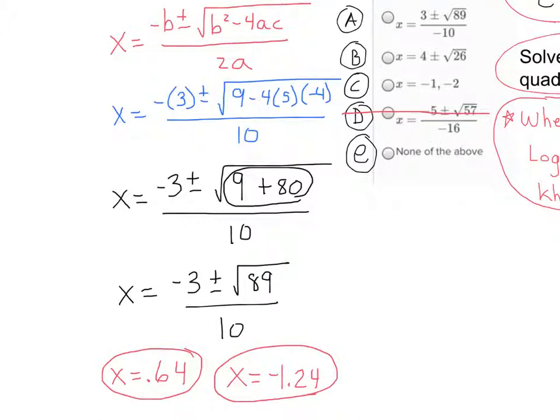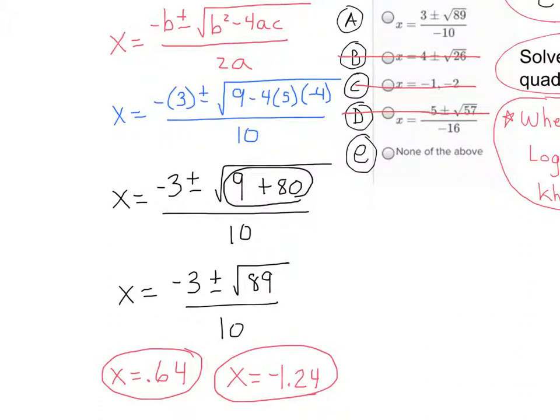Okay, so now look, we know it's not C, because we didn't get negative 1 and negative 2, did we? So let's look at B. Type in your calculator 4 plus the square root of 26 and see what you get. 9.09, right? Well, that's not either of our answers, is it? And so it's not B.